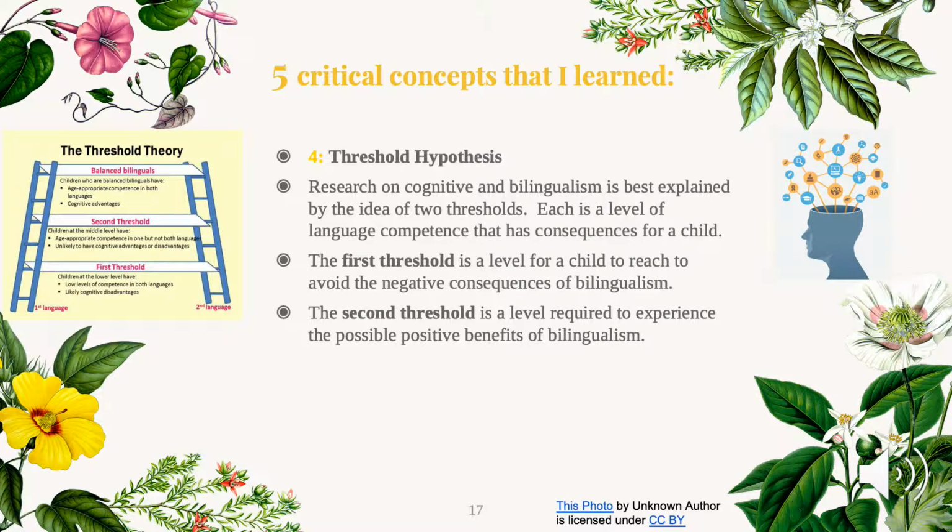The fourth concept that I learned is called the threshold hypothesis. Research on cognition and bilingualism is best explained by the idea of two thresholds. Each is a level of language competence that has consequences for a child. The first threshold is the level for a child to reach to avoid the negative consequences of bilingualism. The second threshold is a level required to experience the possible positive benefits of bilingualism.